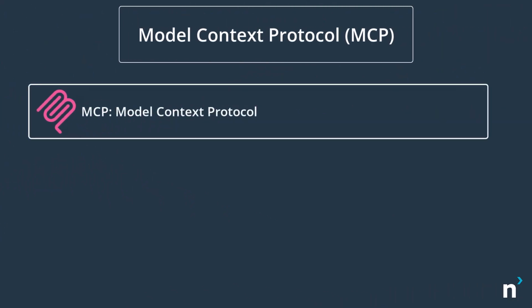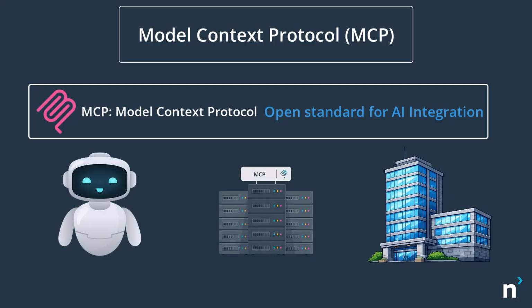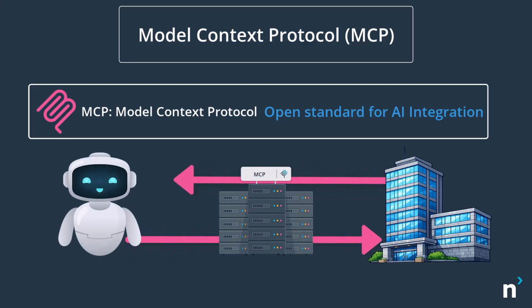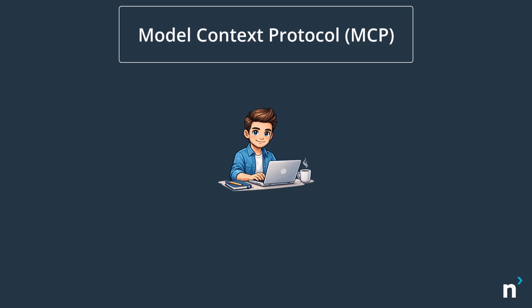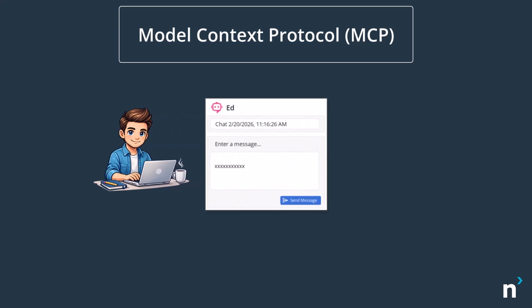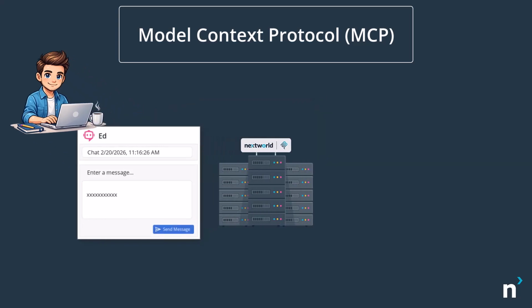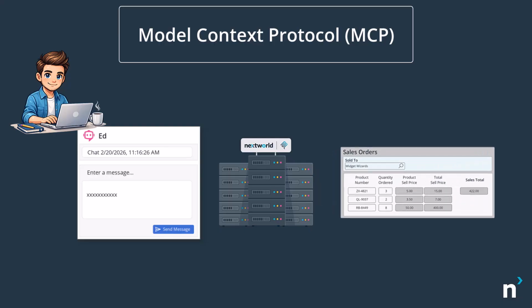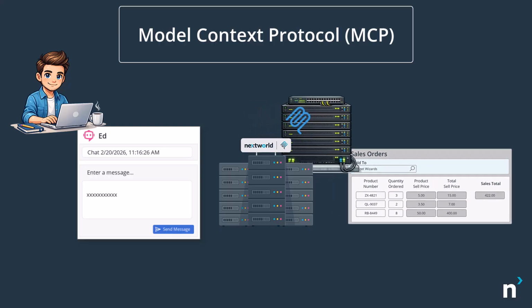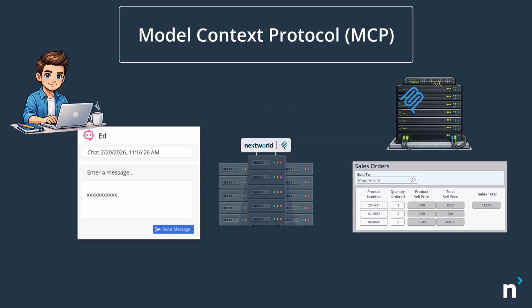Model Context Protocol, commonly known as MCP, is an open standard for AI integration. It enables developers to create secure, standardized connections between organizational data and AI agents such as Claude, ChatGPT, or Ed. When a user submits a prompt in Ed, the agent can connect to NextWorld's MCP server to retrieve data from a NextWorld application or from an external system through its MCP server.